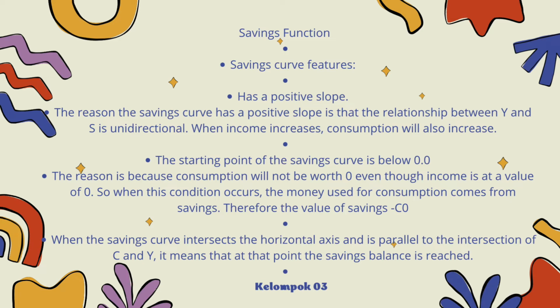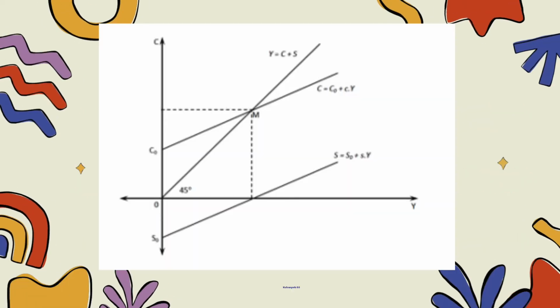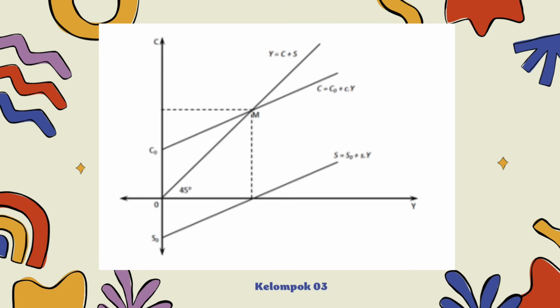When the saving curve intersects the horizontal axis and is parallel to the intersection of C and Y, it means that at the point the saving balance is zero.